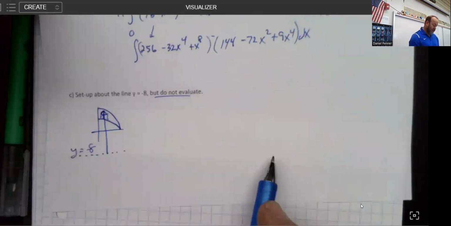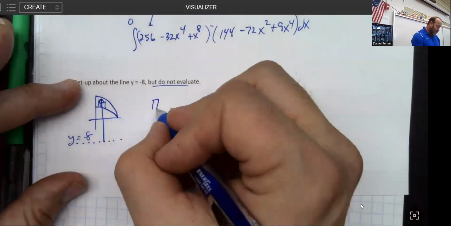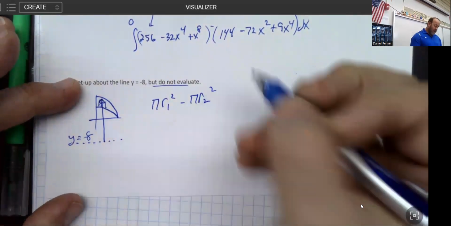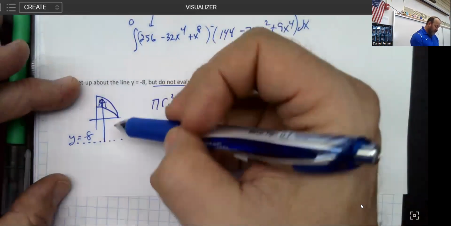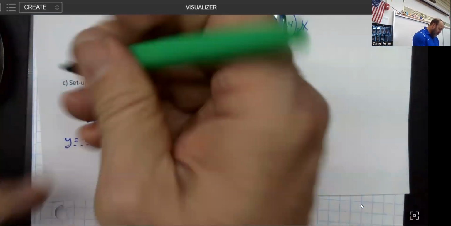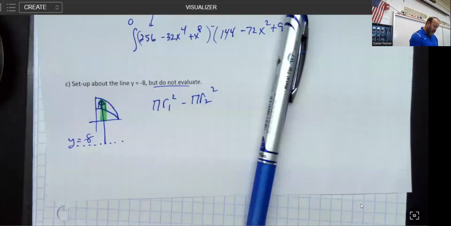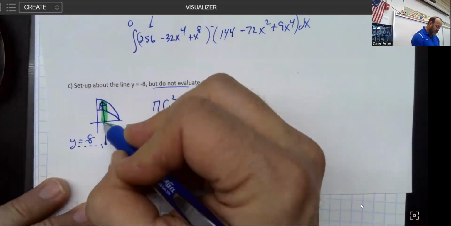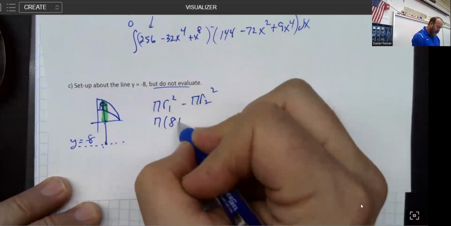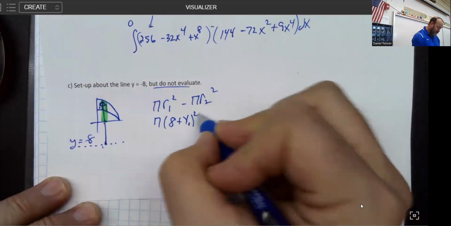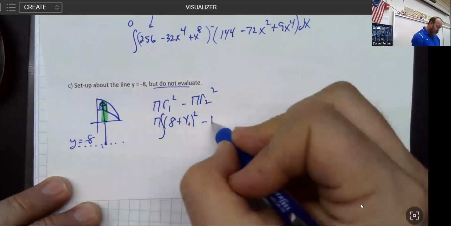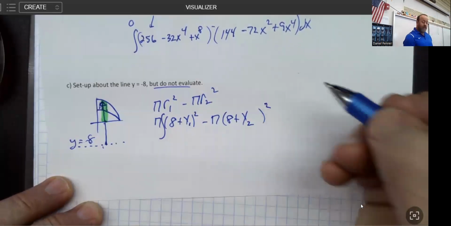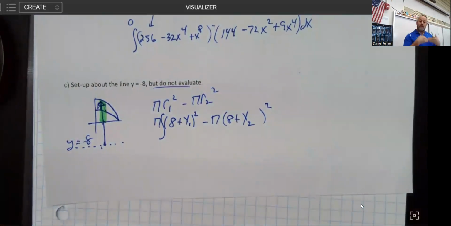Let's go back up to here. So it's going to be pi r1 squared minus pi r2 squared. So keep in mind, if from here to here is y, but from here to here is 8, because this region is 8 units below, it would be 8 plus that y squared. And then the other one is 8 plus the other y squared.